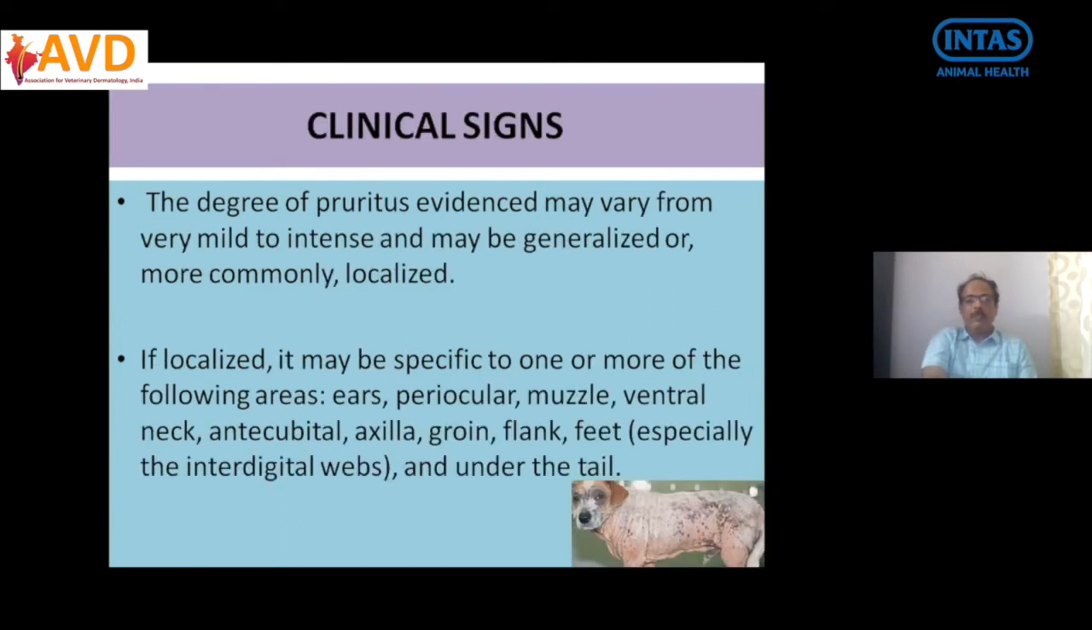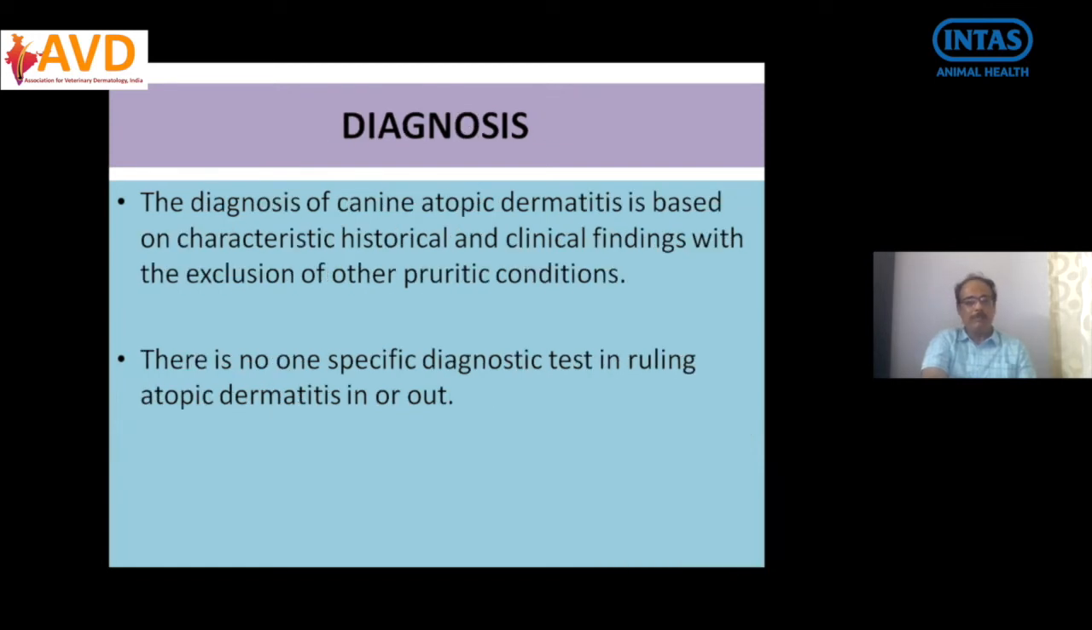And the clinical signs of atopy include the degree of pruritus, which may be mild to intense, and can be localized or generalized. If localized, specific to one or more of the areas, especially ears, periocular, muzzle, ventral neck, antecubital, axilla, groin, flank, feet, and under the tail, just like a Malassezia distribution pattern.